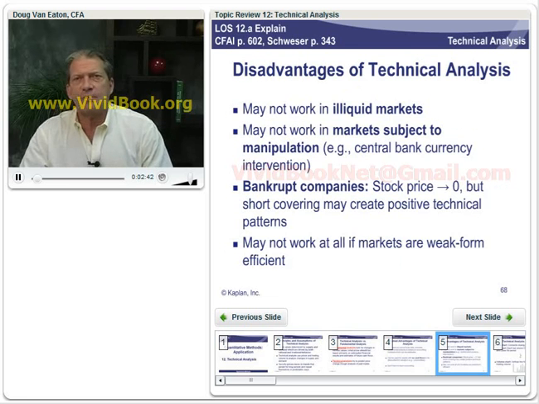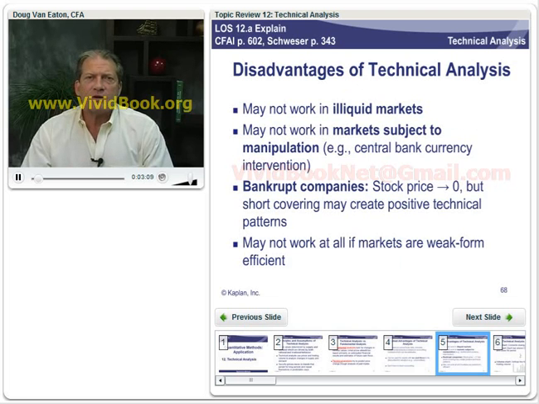What are some of the disadvantages? Well, if the markets aren't liquid so that the trading data isn't continuous and good, technical analysis may not work. If there's manipulation, if they aren't free markets, then technical analysis will have trouble. In terms of bankrupt companies, we may see a stock price approaching zero, but short covering to realize profits may create some positive technical patterns that can't be relied on.